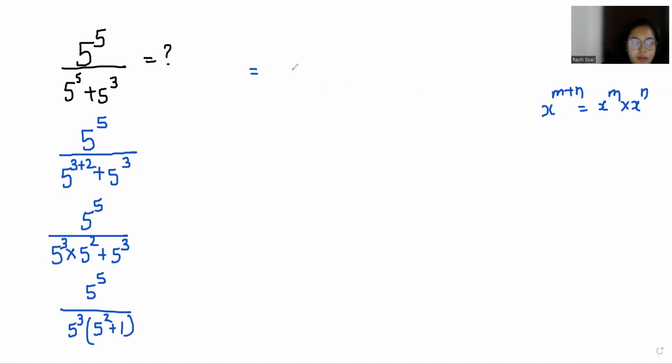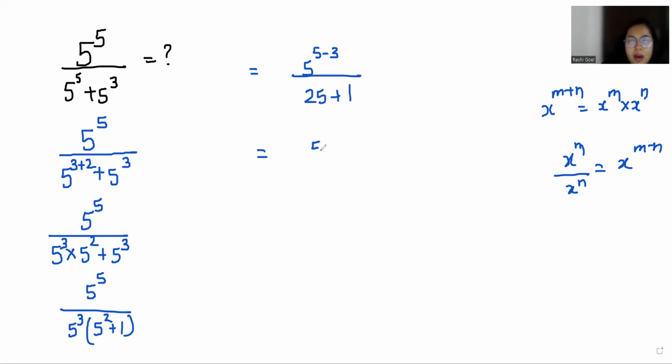Now 5 power 5 by 5 power 3, by the exponent rule x power m by x power n, we can write it as x power m minus n. So 5 power 5 minus 3 by 5 power 2 is 25, plus 1. So 5 power 2 by 26. 5 square is 25 by 26. So our answer is 25 by 26.